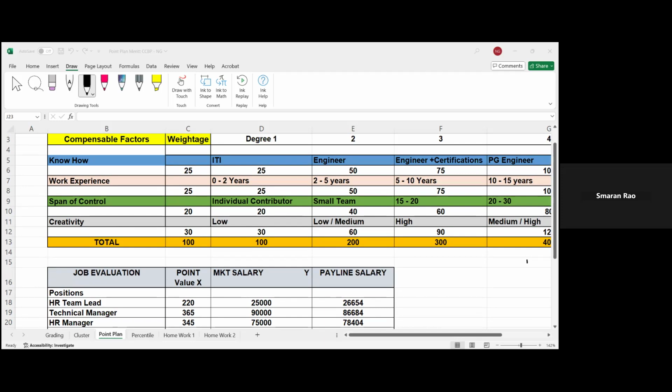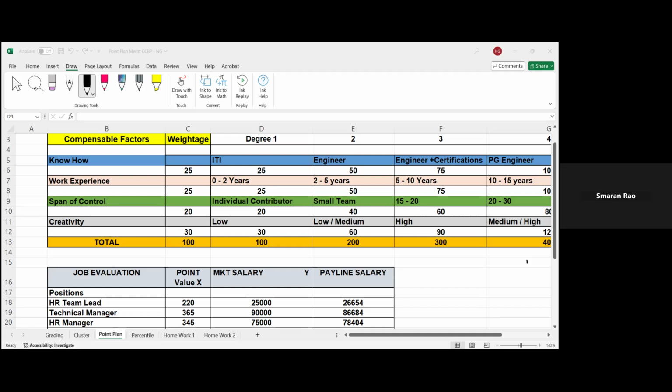But then you're telling me the overall weightage should be 100, but for degree 1, degree 2, degree 4, the calculation should not be 100 in terms of the compensable factor. So it can go up to whatever number it is. Is my understanding correct? Your weightage is 100. Weightage is out of 100, right? This is clear? Weightage is clear? Yes.